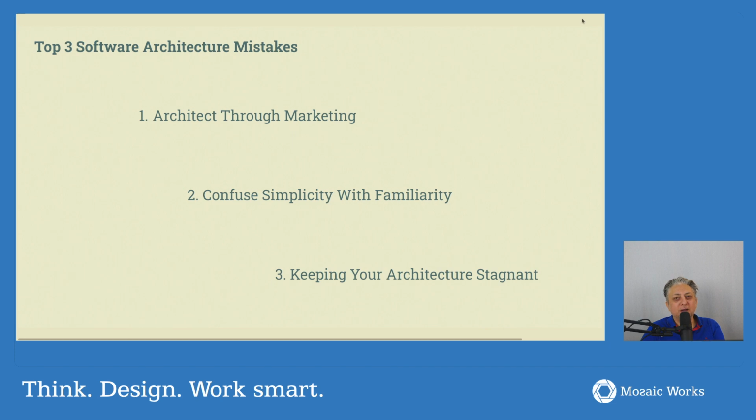The third one that I came up with is keeping your architecture stagnant. Too often we assume that we start with a set of decisions and then we just follow them. But the truth is, software has to be soft, it has to be changeable, and this includes architecture. Some of the decisions you might be able to delay, to defer until you have more information. Not all of them, but some of them.